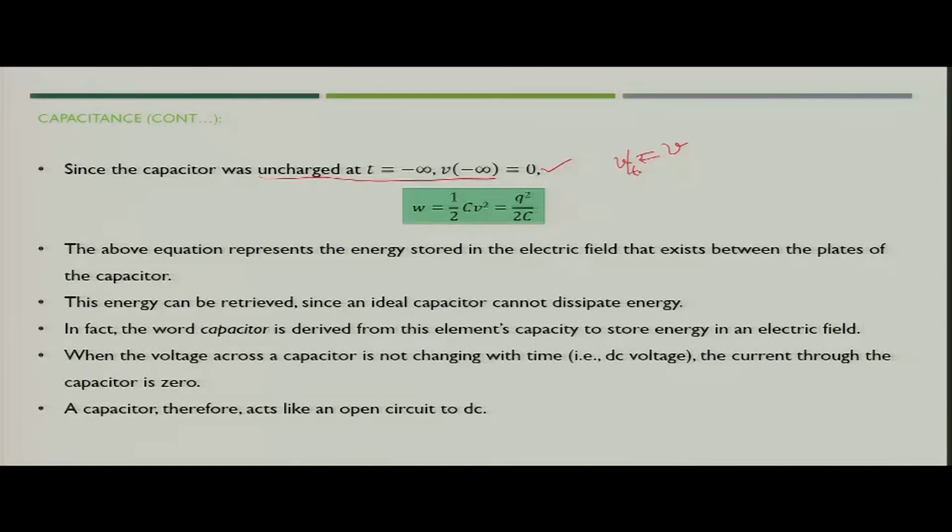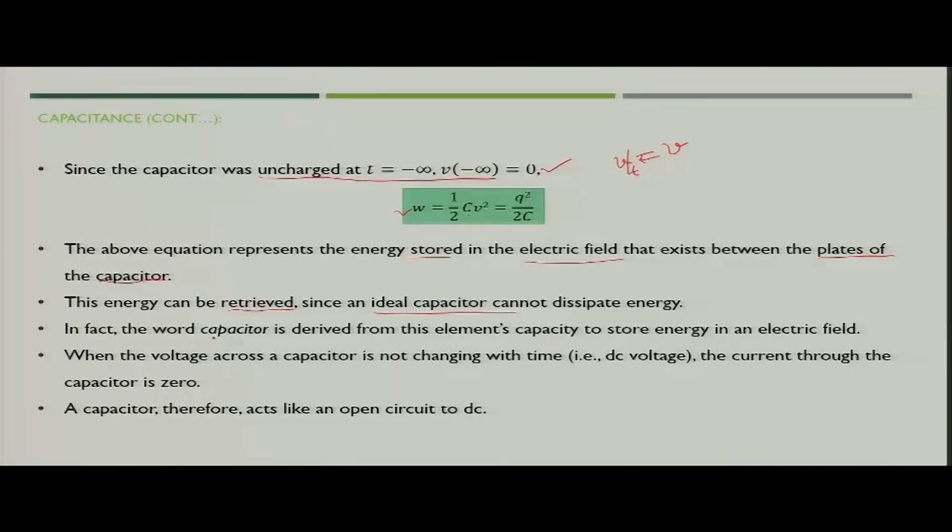So, your total stored energy W would be half CV square, or alternatively you can write Q square by 2C, because Q is nothing but C into V. So, using that particular formula also you can find out the value of energy W in terms of Q and C. Now, this equation represents energy stored in the electric field that exists between the two plates of the capacitor. This energy can be retrieved because it is an ideal capacitor, so it will not dissipate energy by itself.